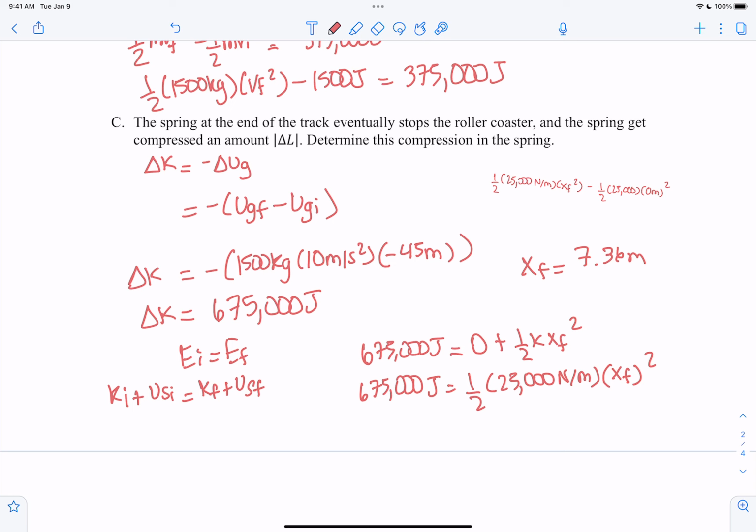Yep, for the kinetic energy, 675,000. Yeah, because there's nothing in contact yet with the spring. The spring is at its equilibrium position.